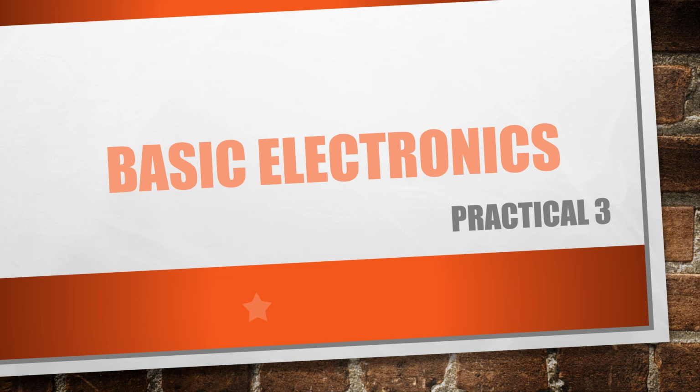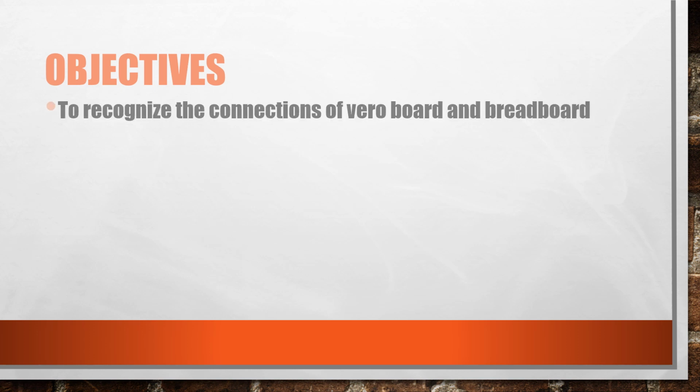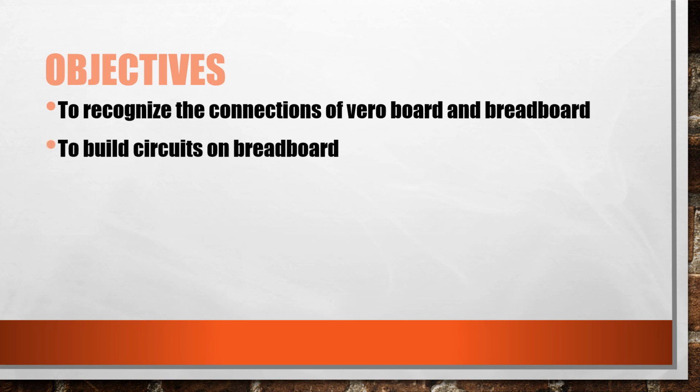This is the third practical of basic electronics. Now, what are the objectives of this practical? The first objective is to recognize the connections of Vero board and breadboard. Here you will understand the difference between Vero board and breadboard. The second objective of this practical is to build circuits on breadboard.